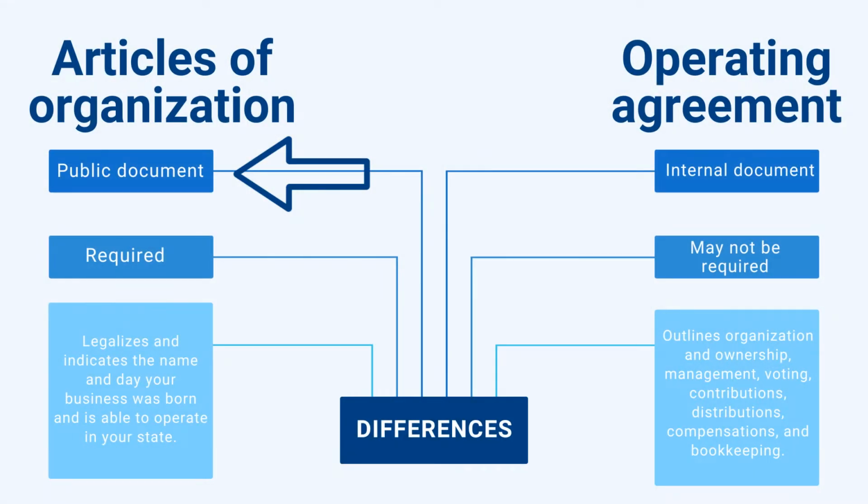Overall, here are the main differences. Your Articles of Organization is a public document, it's required, and it legalizes and indicates the name and day your business was born, and is able to operate in your state. Your operating agreement, on the other hand, is an internal document, it may not be required, and it outlines organization and ownership, management, voting, contributions, distributions, compensations, and bookkeeping.